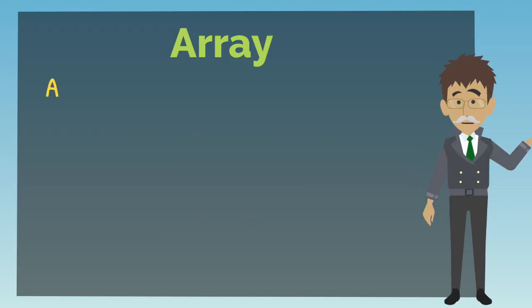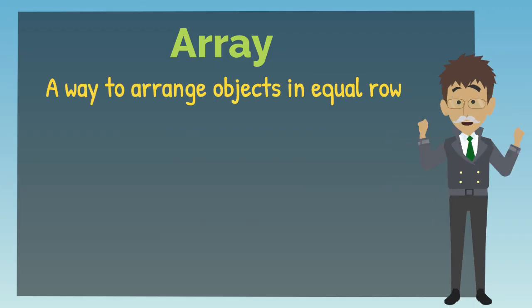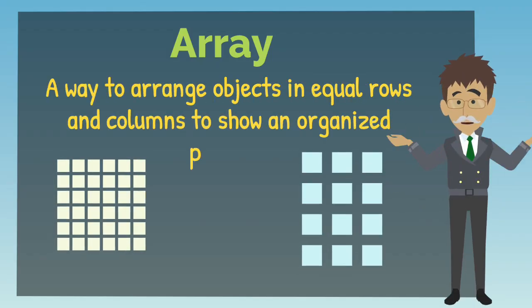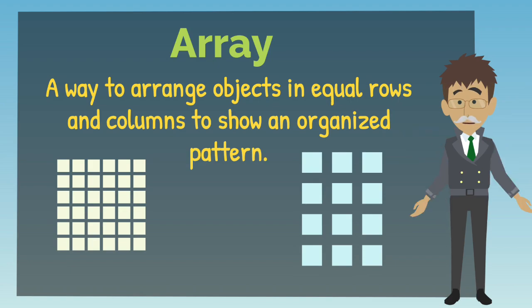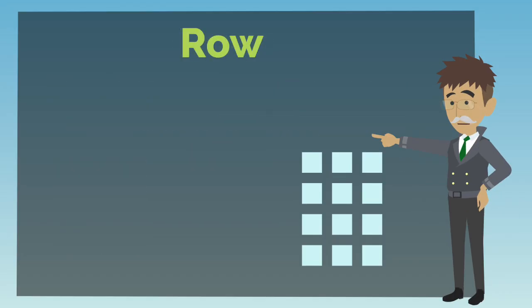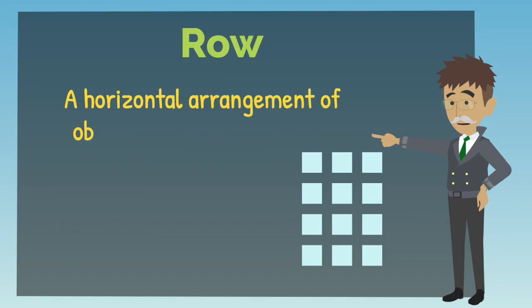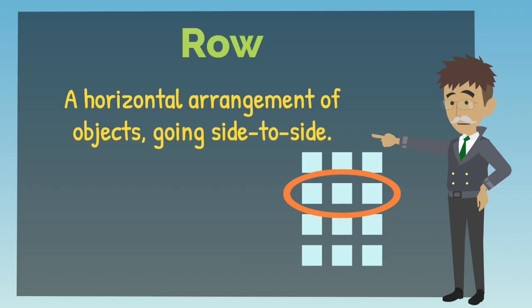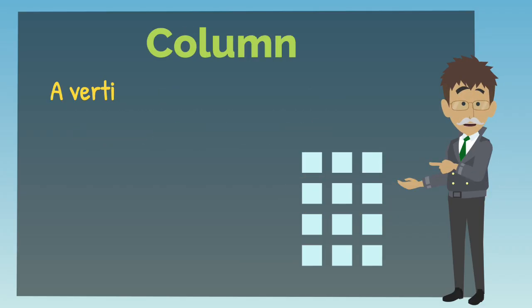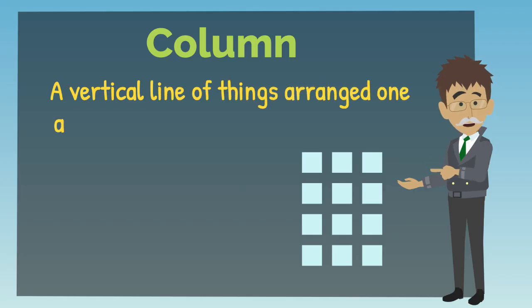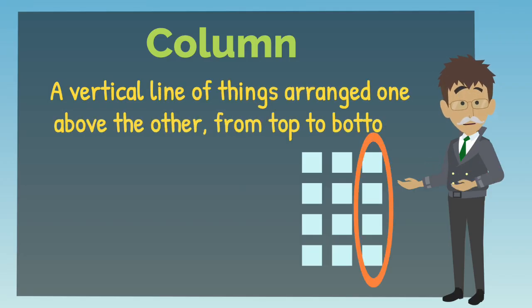Array. A way to arrange objects in equal rows and columns to show an organized pattern. It is a visual tool to help understand repeated addition, as you can count the items in each row or column and add them up to find the total. Row. A horizontal arrangement of objects going side to side. Column. A vertical line of things arranged one above the other from top to bottom.